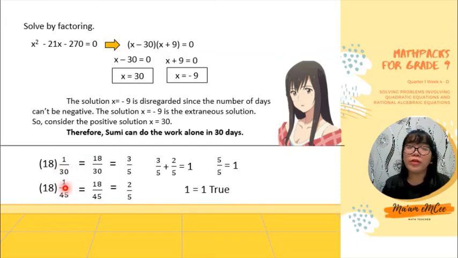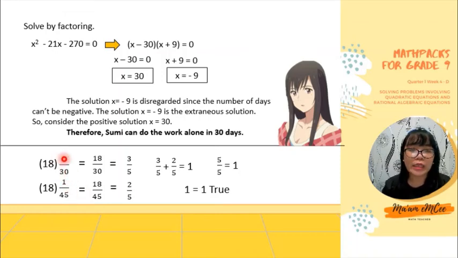1 over 45 is the rate of Mitsu, meaning the part of the work done by Mitsu within one day. Why 45? Remember, we represented the total number of days it will take Mitsu to finish the job if she works alone by x plus 15. So if x is equal to 30, then we add 15, which is equal to 45. So it will take Mitsu 45 days to finish the job if she works alone. Now, if we multiply this by 18, we will get the part of the work done by Mitsu within 18 days.